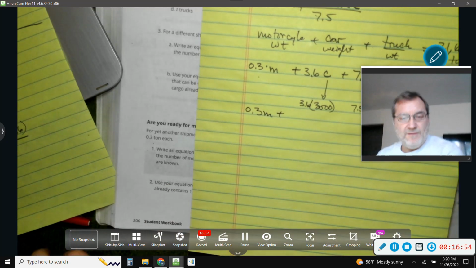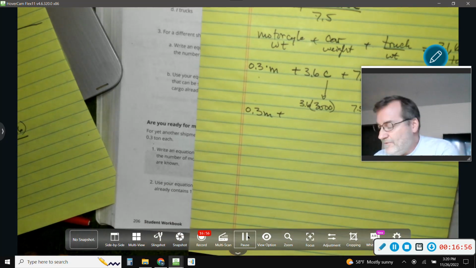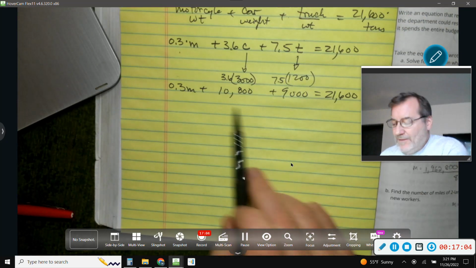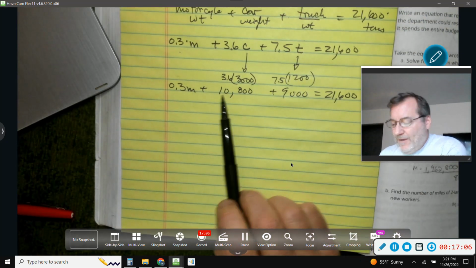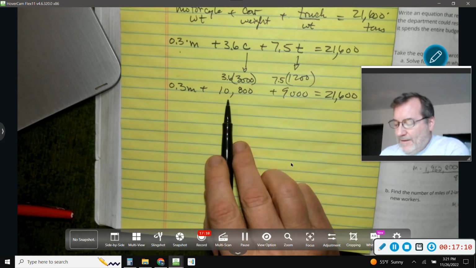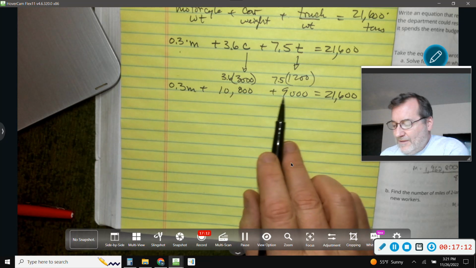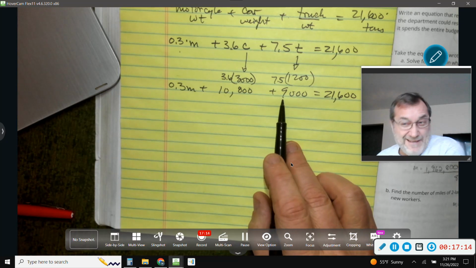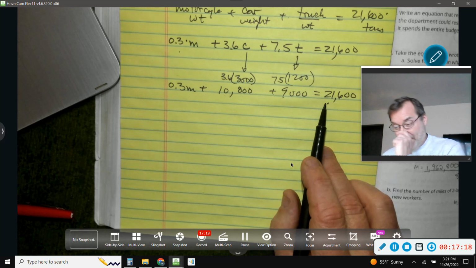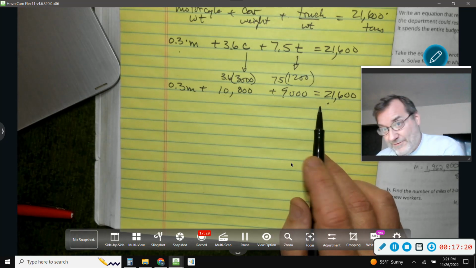So I'm going to pause this here and let you see if you can do that in your calculators. And so when you do the math, this is what you should be getting. Now obviously we have to solve for how many of these motorcycles I can put on. Now when you add 10,000 and 9,000, you're getting to be like 19,000, which is really close to 21,000. So there's not going to be a lot of room for those motorcycles at this point.